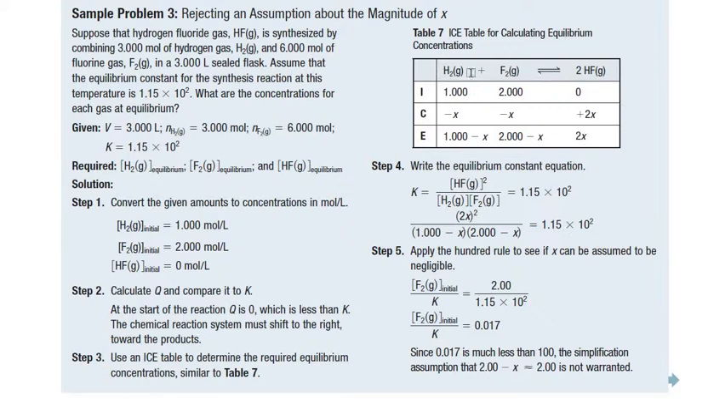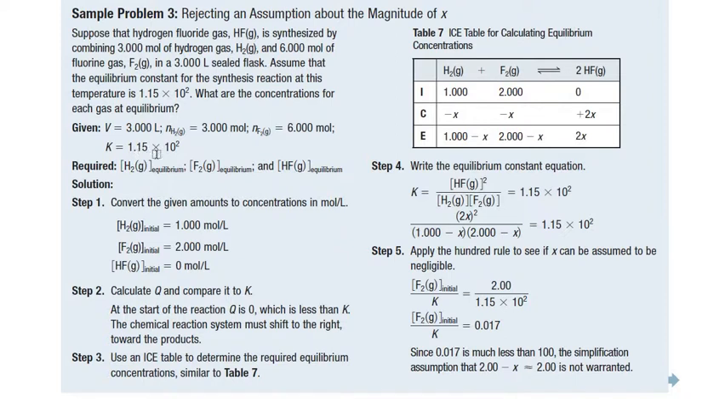So we write the equation. We have H2 plus F2 gives you 2HF. We have the initial number of moles, which is 3 and 6. We need to divide it by volume. So 3 divided by 3 for hydrogen gas gives you 1 mole per liter initial concentration. For fluorine, we have 6 divided by 3, which is 2 mole per liter. And there is no HF right from the beginning, so the number of moles is 0, so the concentration is 0 as well. So we need to find the concentrations at equilibrium.